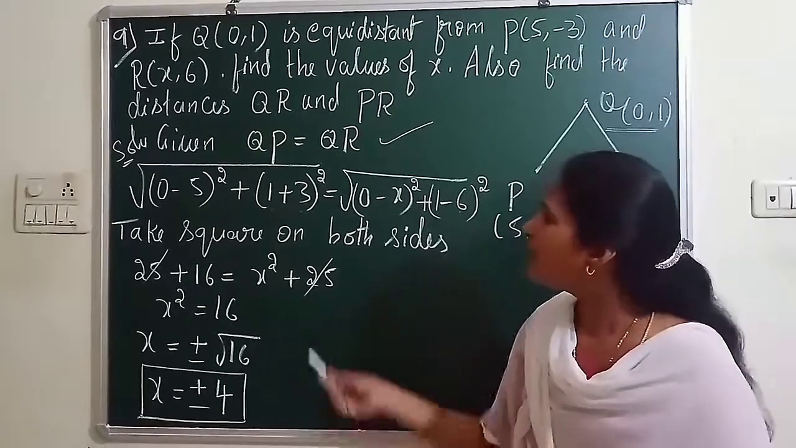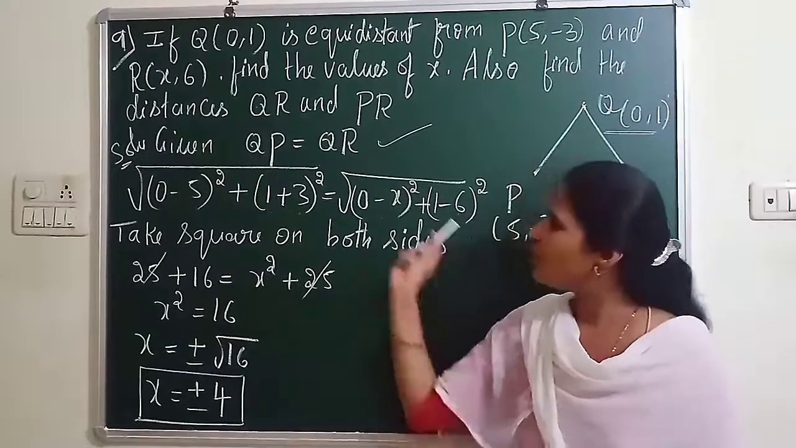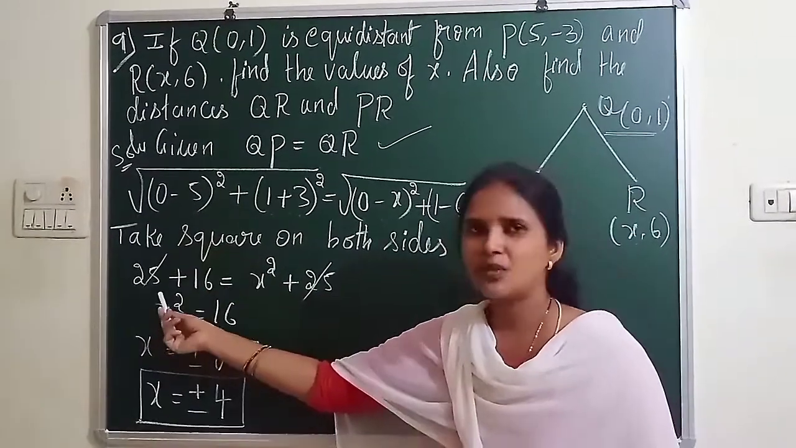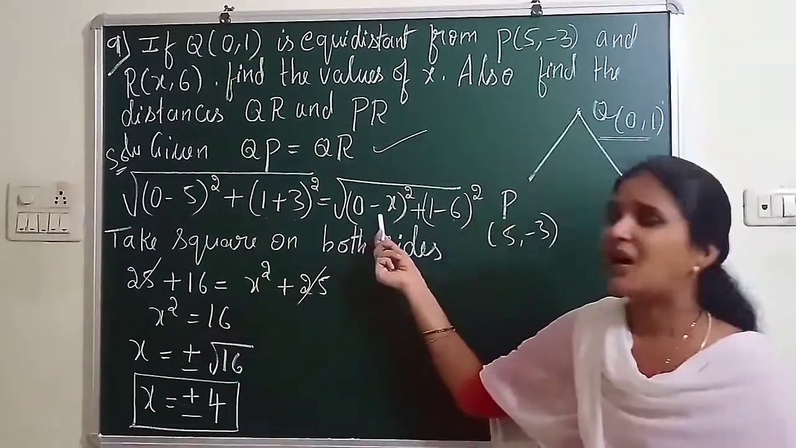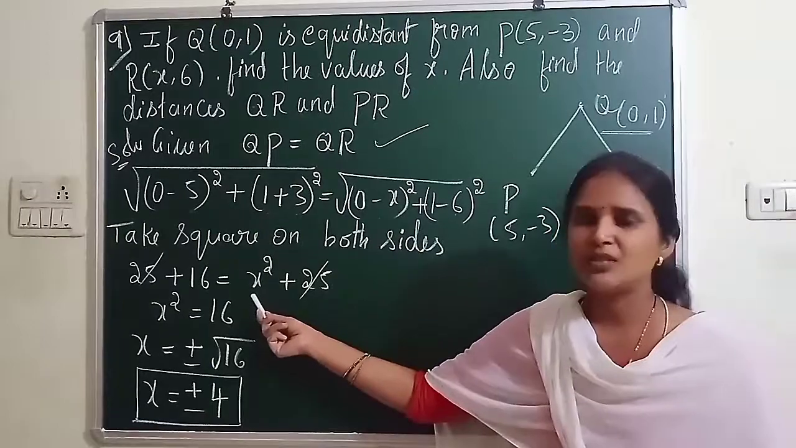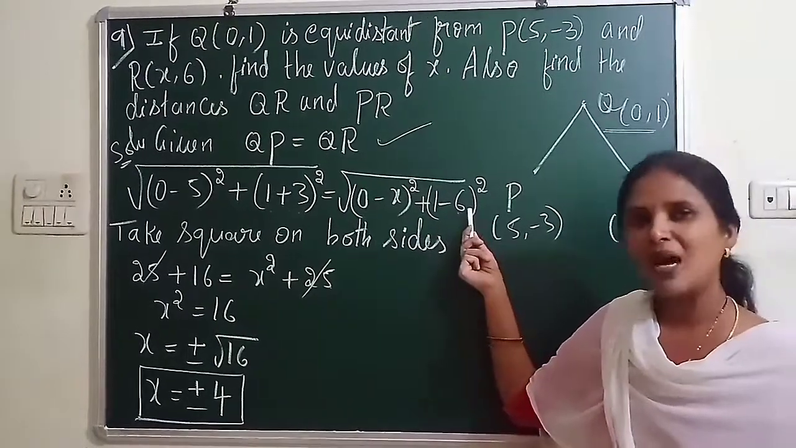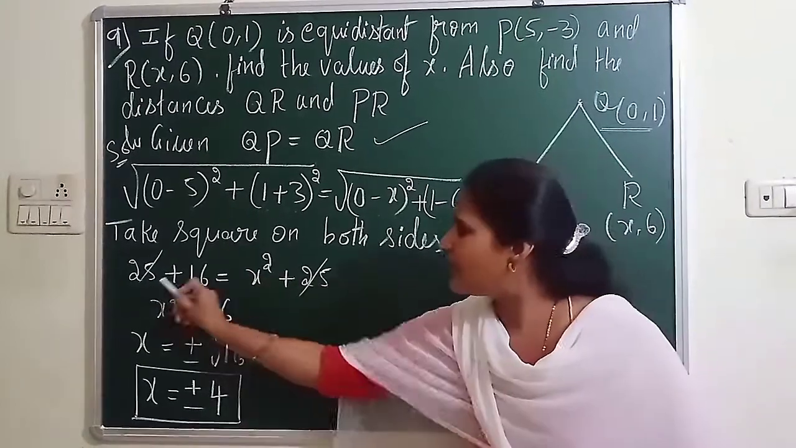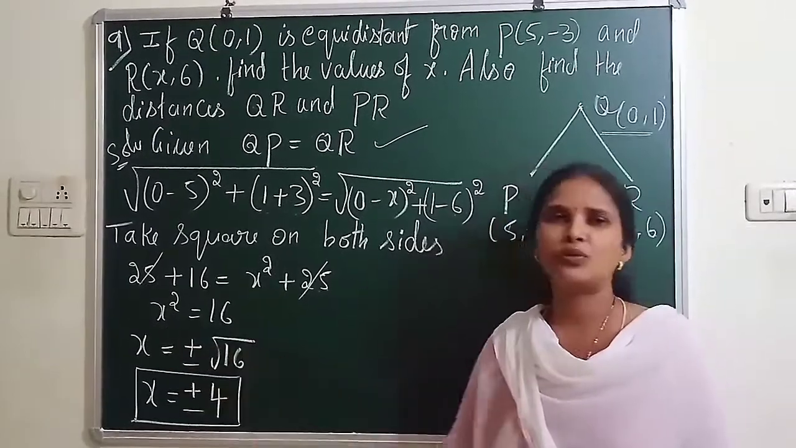Now simplify. So to remove the square root, take square on both sides. On both sides the square root will vanish. So what is remaining? Minus 5 square becomes 25. 1 plus 3 is 4. 4 square is 16. And minus x square is, that is minus into minus, plus x square. Plus 1 minus 6 is minus 5 square, that is 25. So you can see 25 and 25 on either side. So you can cancel. Remaining is x square equal to 16.